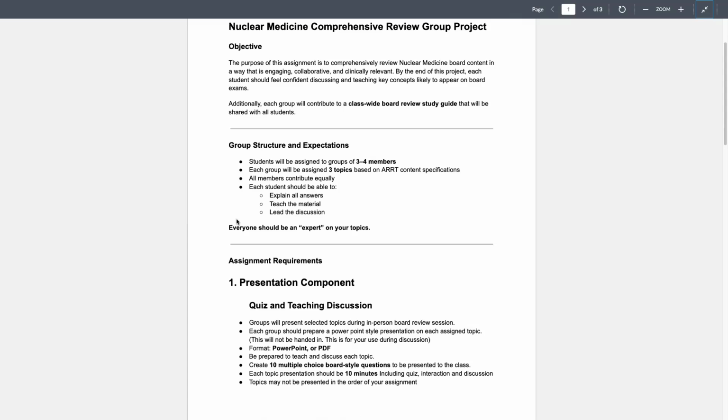So what I want you to do is, the topics that you'll be assigned, I want you to become the expert on the topic. I want it so that if someone has a question, they could raise their hand and say, well, what about this? And you've studied it through, so you know the answer, okay?